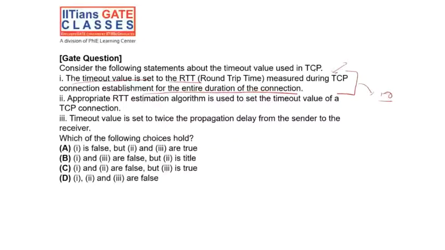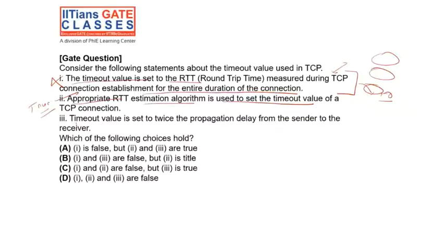We did the basic algorithm and the Jacobson algorithm, plus a modification, right? Three algorithms are there: two algorithms and one modification. So the first line is not possible, false in TCP. Second, an appropriate RTT estimation algorithm is used to set the timeout value of a TCP connection. Yes, it is used. This is true.